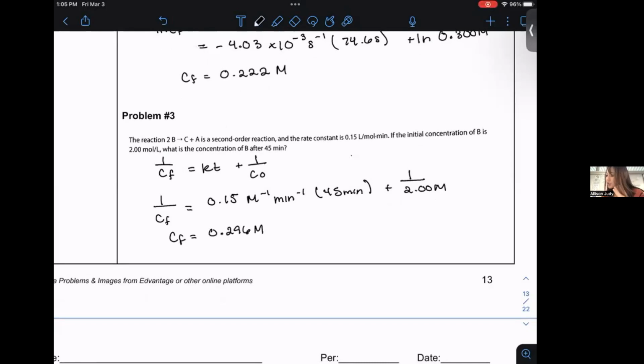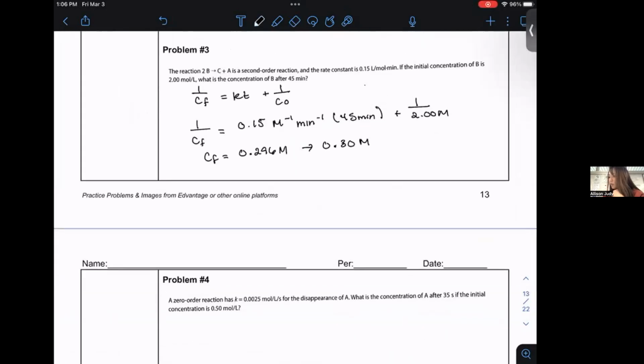And it is a 2 sig fig number, so it should be 0.30 molarity. But look at the molarity rate, or sorry, the rate constant, it's 0.15. And 45 minutes. So 2 sig figs.